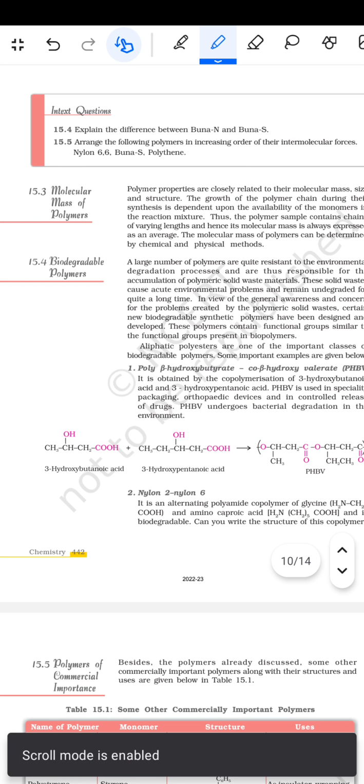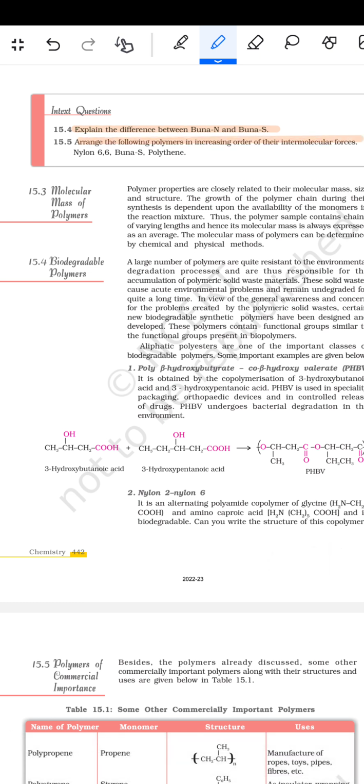In text question है कि explain the difference between Buna N and Buna S. Arrange the following polymers in increasing order of intermolecular forces: nylon 6,6, Buna S and polythene.